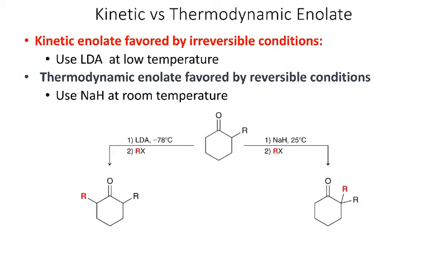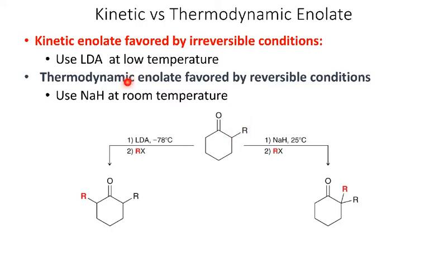So, as we've mentioned, the kinetic enolate is favored by irreversible conditions. If we do it at low temperatures, we essentially can't go backwards. And so we want to use LDA at low temperatures. The other advantage of LDA is it is fairly sterically hindered, so it's going to prefer to attack the less sterically hindered site than the one that's more sterically hindered.